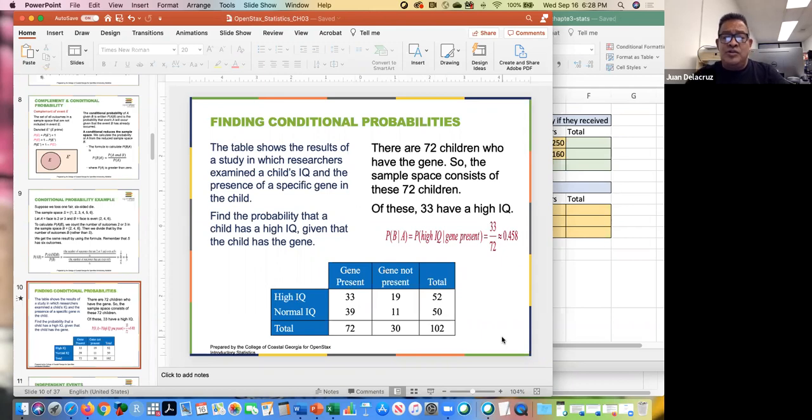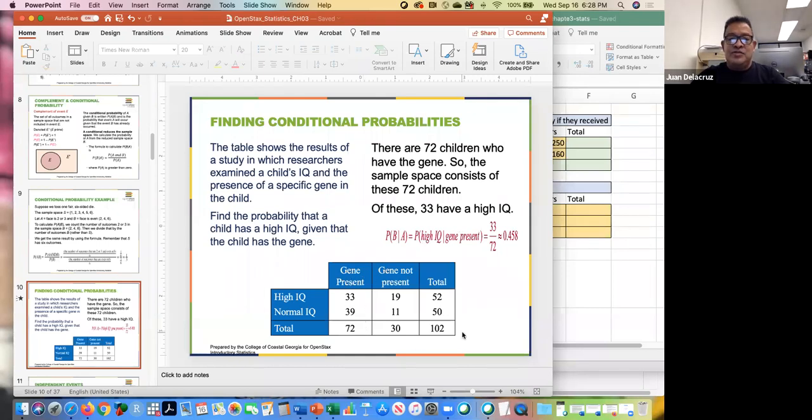Okay, so those conditional probabilities, as I said, are not difficult to compute, but at some point they require that you focus your attention on which one is A, which one is B, and how this is going to work, right? If this is the probability of B given A, and I know that B is going to be the high IQ, and A is going to be the gene present, so I can figure this out in this way, okay?